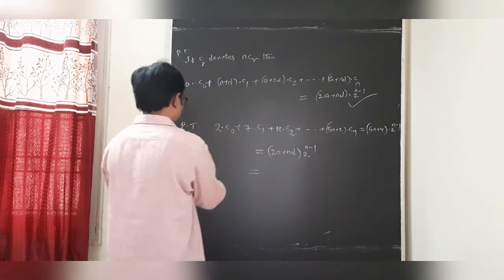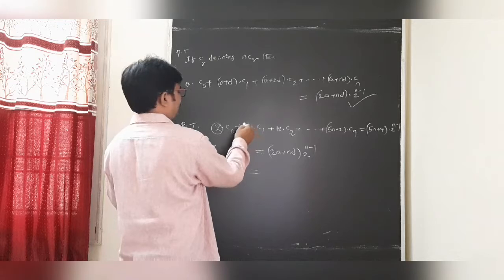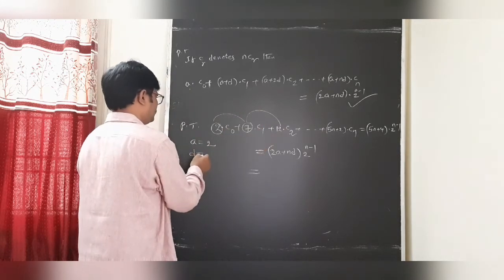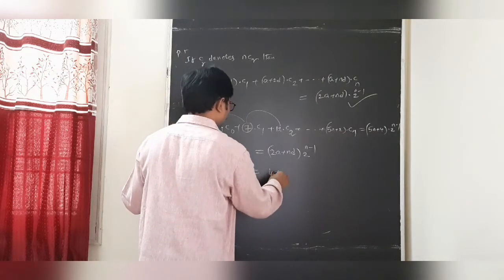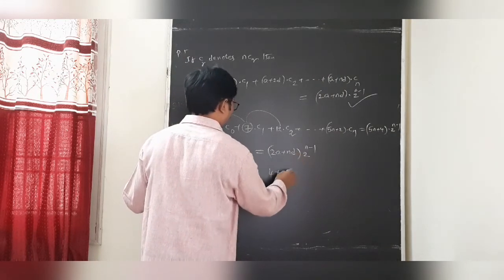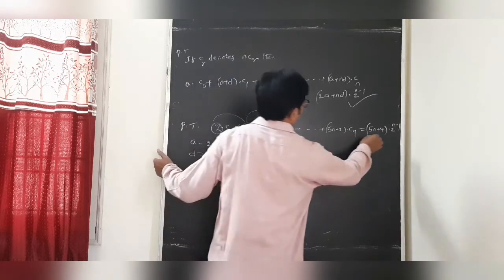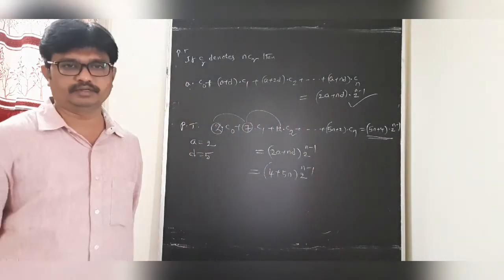2A, students, here. What is A? 2. A C0, and the common difference is 5. Difference is 5. So students, 2A, 2 into 2 is 4. After that, d is 5, n into 5 is 5n. Into 2 power n minus 1. This is 5n plus 4 into 2 power n minus 1.